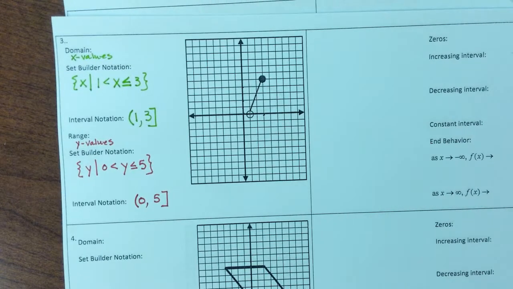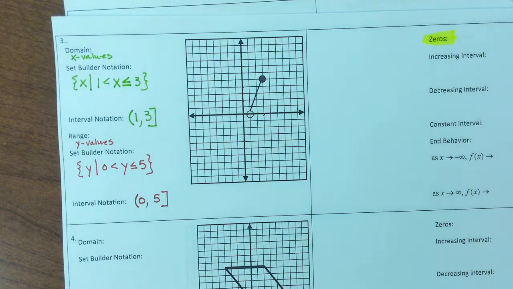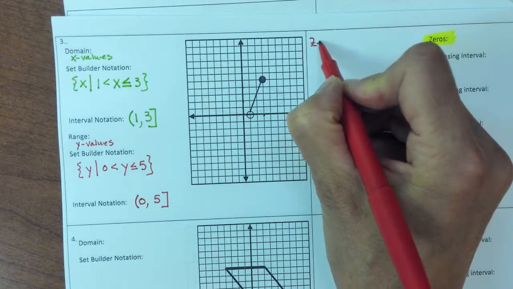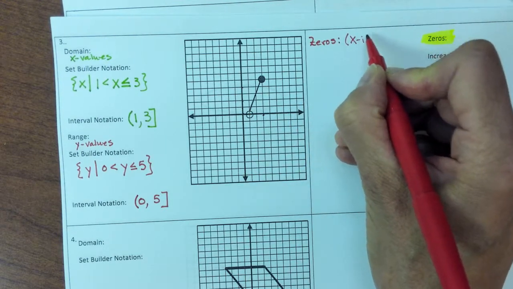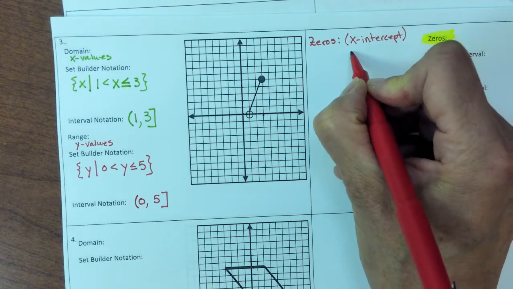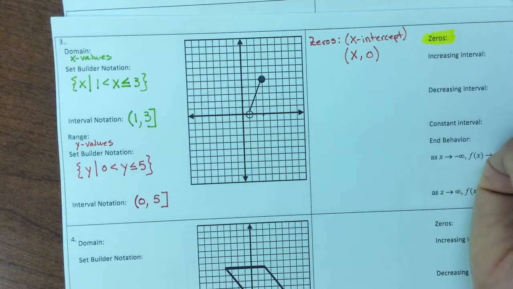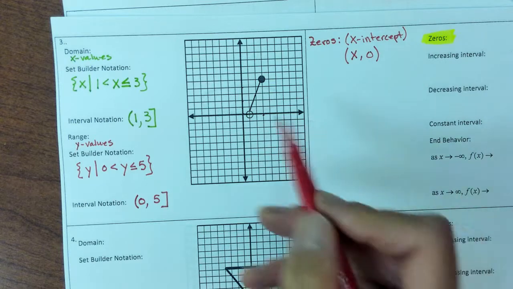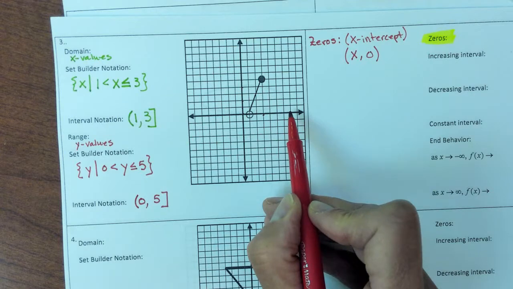So let's talk about zeros. So this is an extremely important vocabulary word. This vocabulary word will come up again and again and again. So again, let's just put this down. So if I'm talking about zeros, that's the same as x-intercept. That's where I'm looking for the value of x when y is 0. This is an actual point. So let's look here. This is where y is 0. Y is 0 where? On my x-axis.